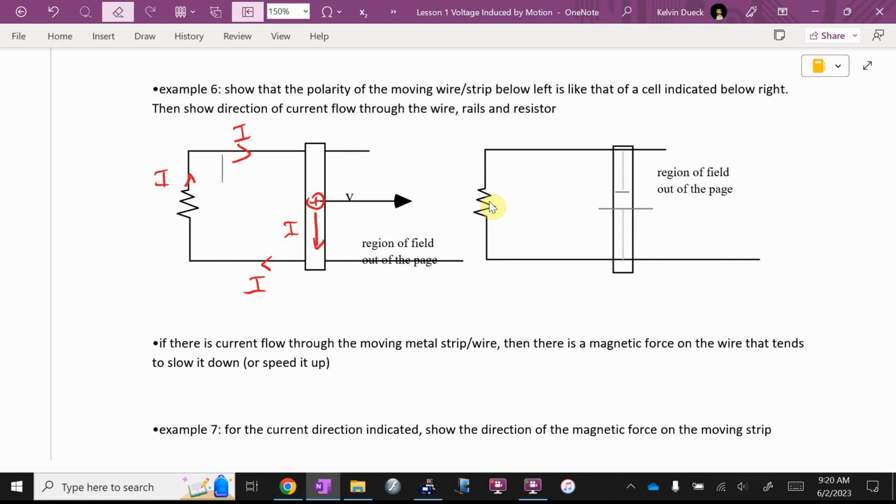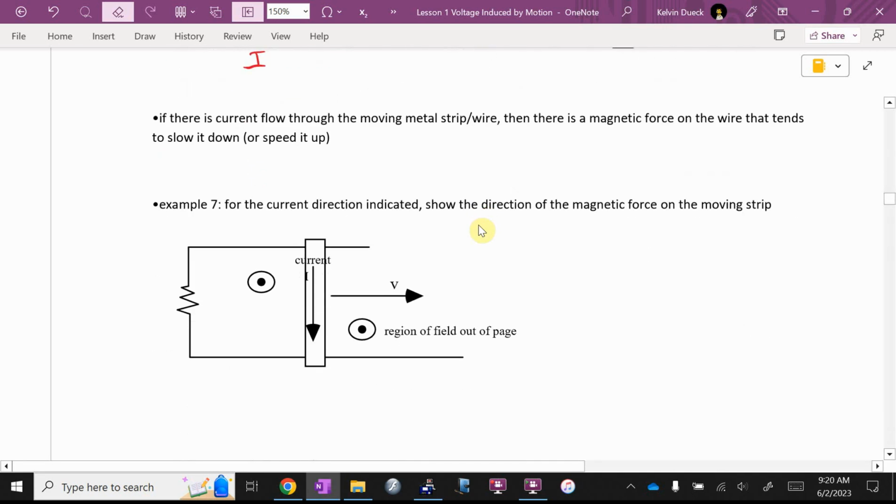Okay, now we're getting a little closer to what we want. We're at least doing something. Problem with this system, of course, is, well, what happens when you run out of conducting rail? You have to lift it up and put the bar back at the beginning and start over. Ugh. But okay. Also, though, if there is a current flow through the moving metal strip or wire, there's also going to be a magnetic force that can slow it down or speed it up. Let me show you what I mean.